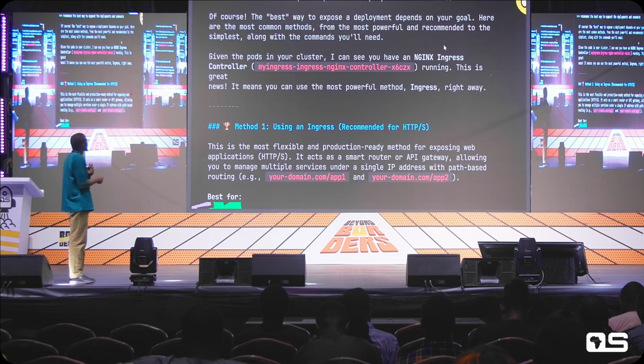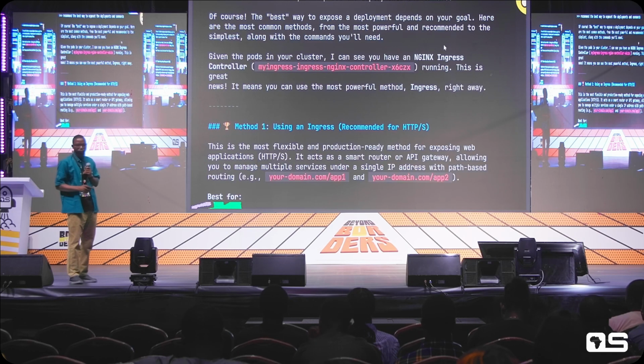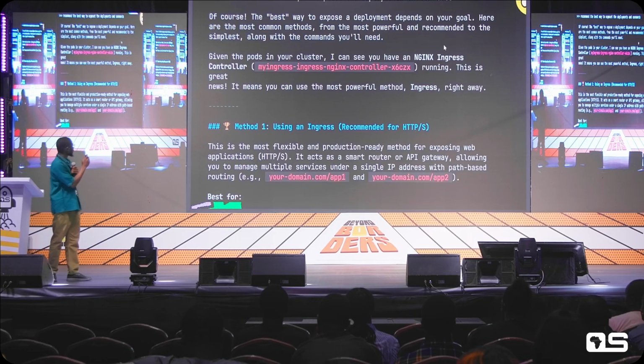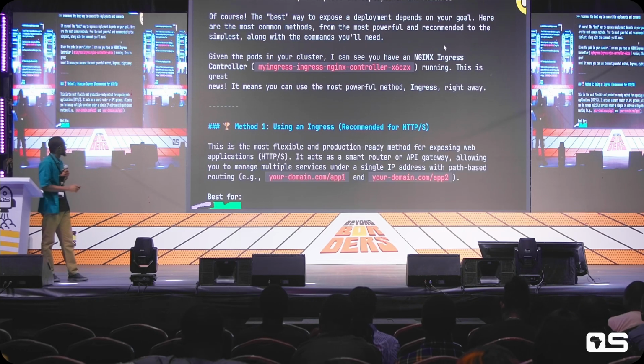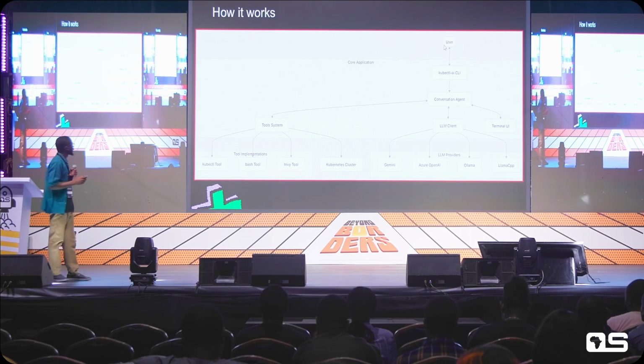I said recommend the best way to expose the deployment. Give me some commands I can use to do that. This is supposed to be a GIF, but I think they projected a PDF. So there are recommendations that you can read out, and then you can check everything out along the line. This is how it works.